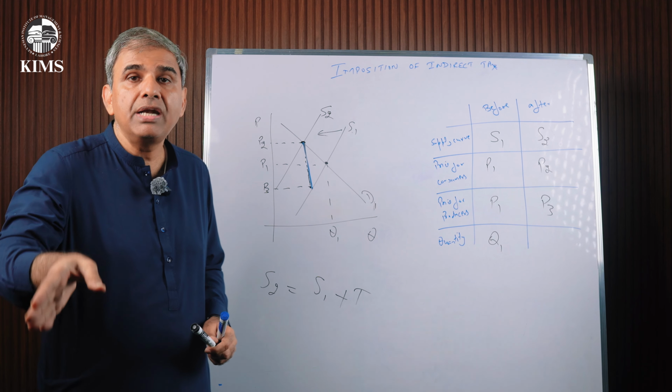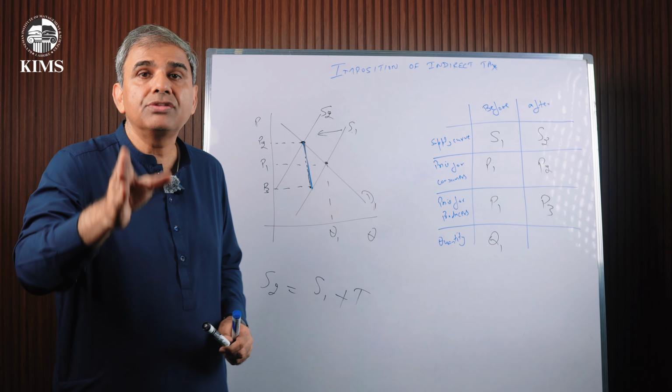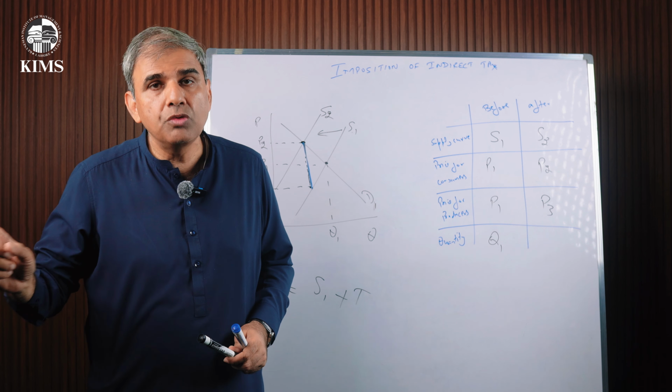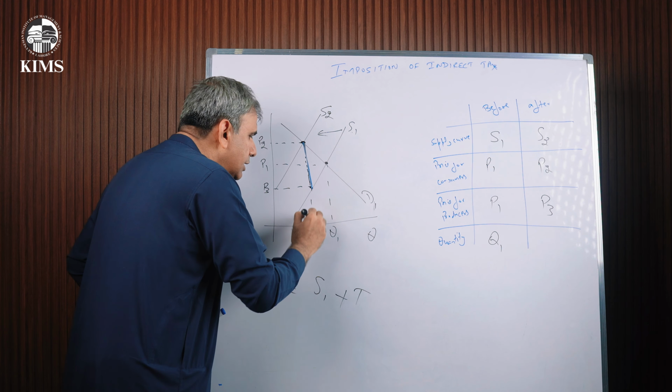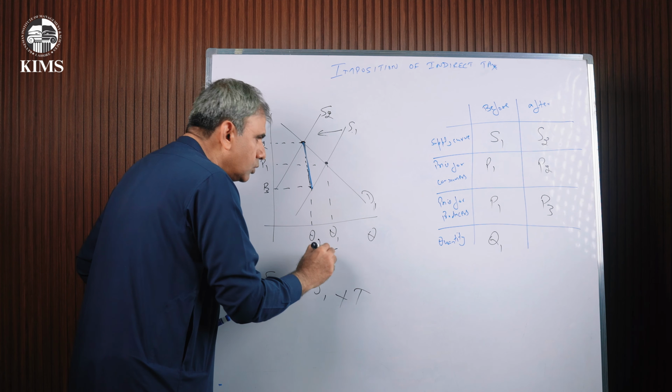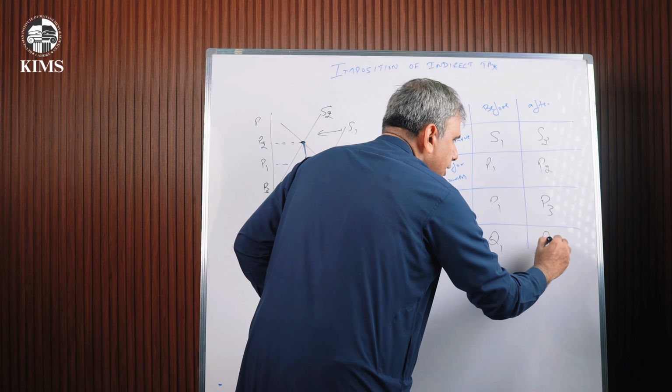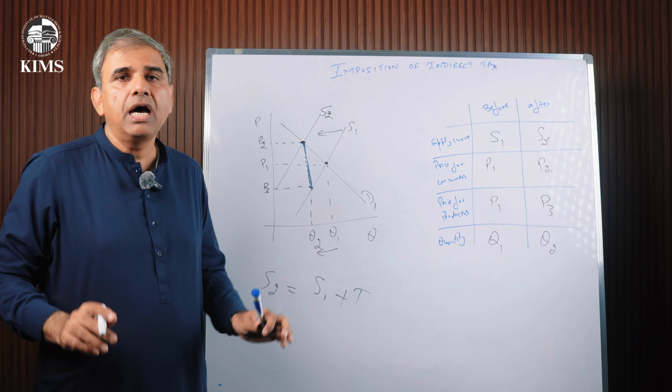So remember, when taxes are imposed, prices rise for the consumer, but for the producers, prices fall. And the quantity falls to quantity Q2. So Q2 would be the quantity. So this is the first part of our video.